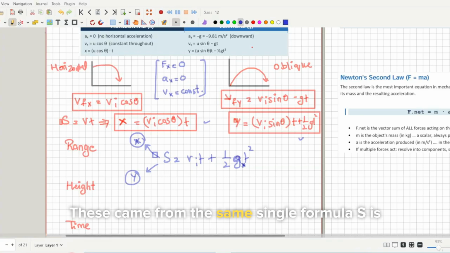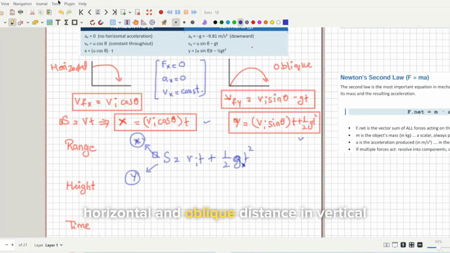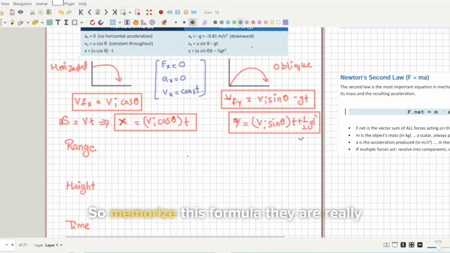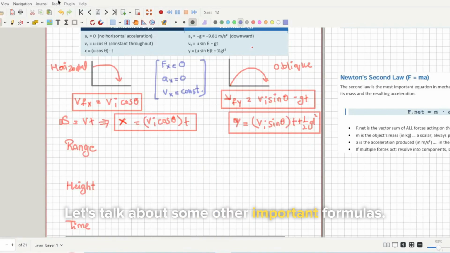These came from the same single formula, s is equal to vit plus half at square, but the distance for both of these is different. The horizontal distance is different and the vertical distance is different. So that was all about how to find the distance in the vertical direction and in the horizontal direction. So memorize these formulas, they are really important. Let's talk about some other important formulas.